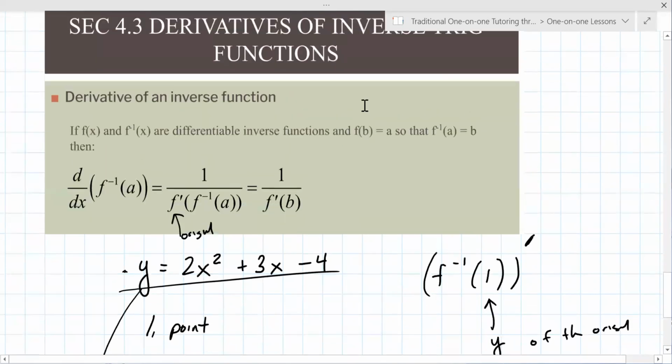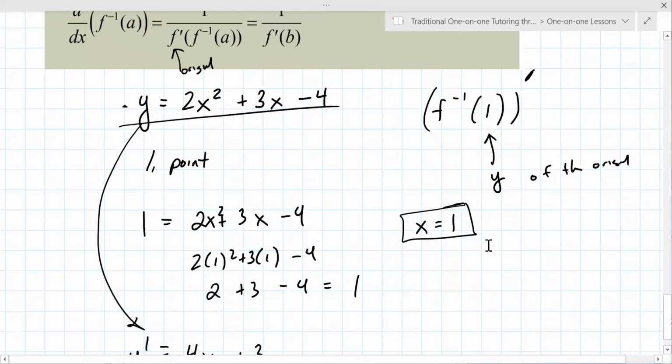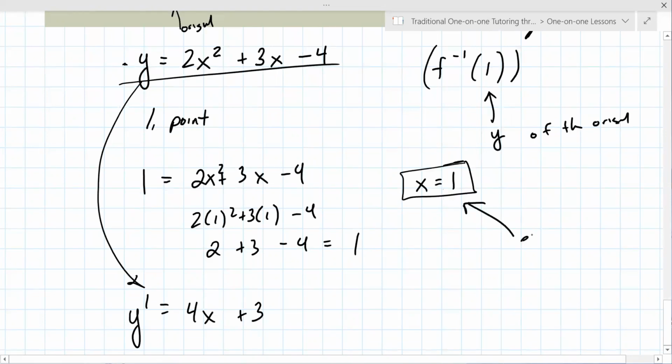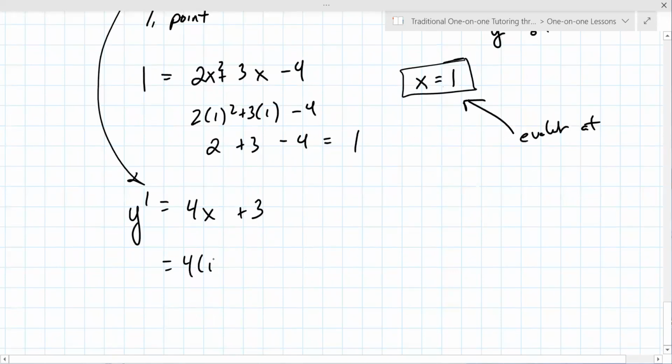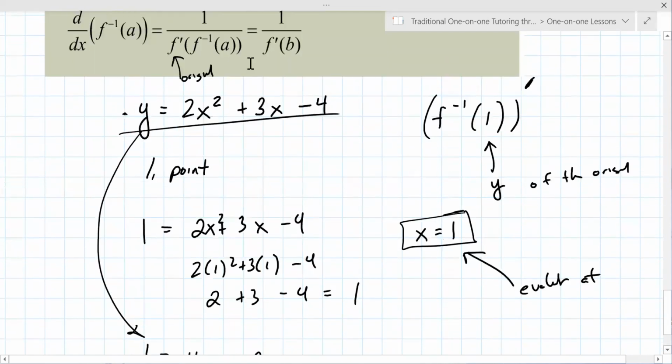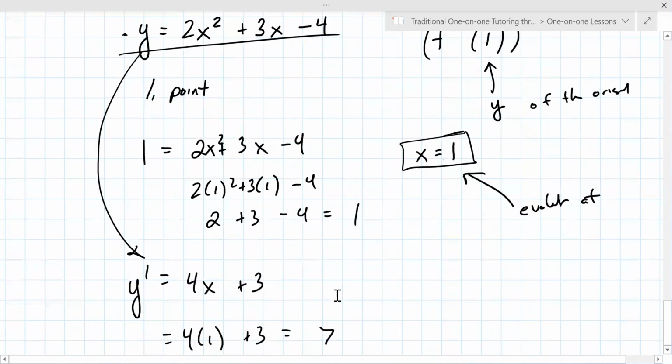Is a the same thing as x? Sorry, f. No, not a. It's the other value. This is the one you evaluate at, which happens to be the same. So it's 4 times 1 plus 3, which is 7, and that is your derivative. 1 over that is your derivative. So f inverse of 1, prime equals 1 over 7. So is your point 1, 1? Yes, if they ask for that.